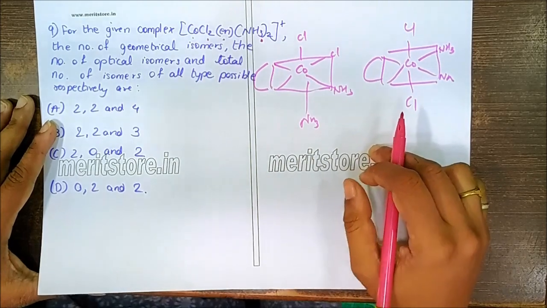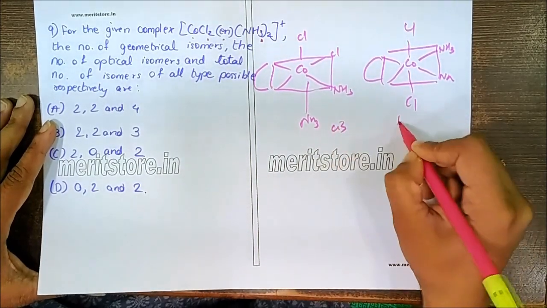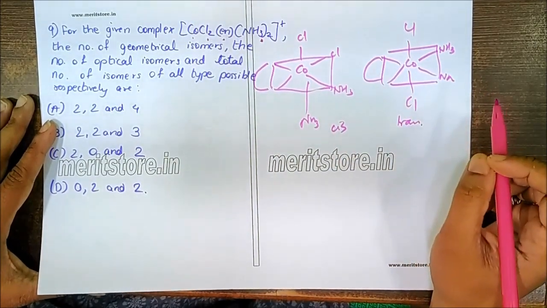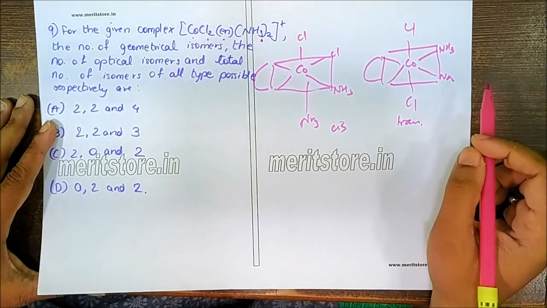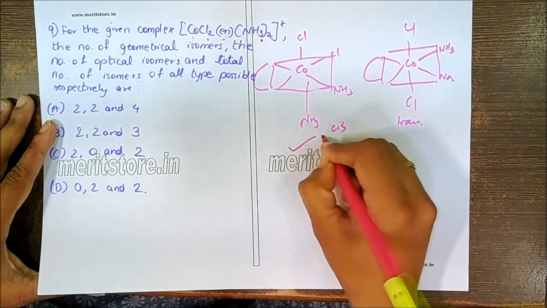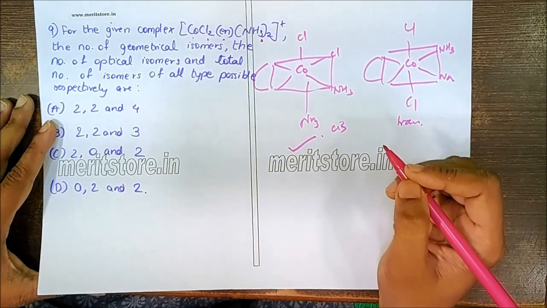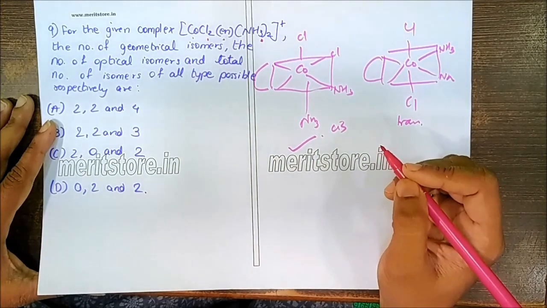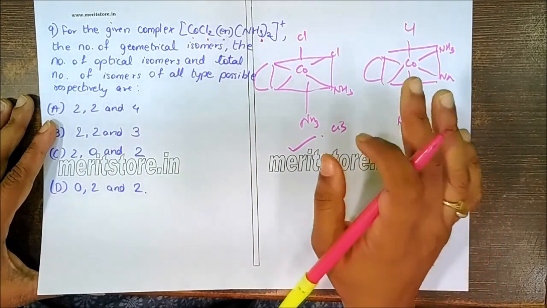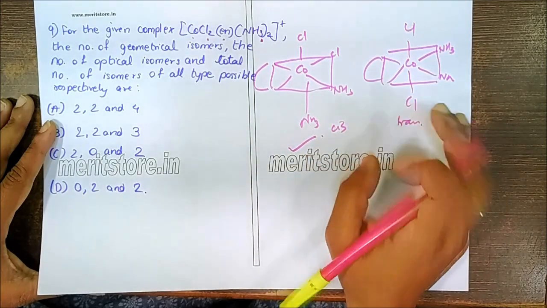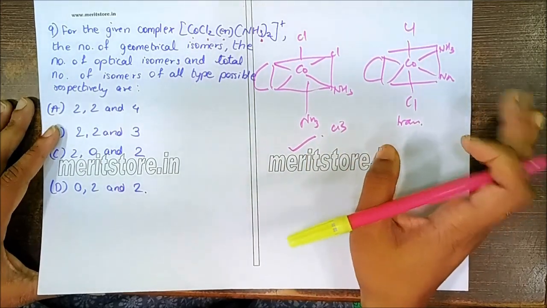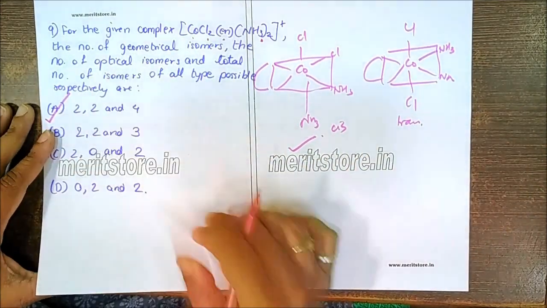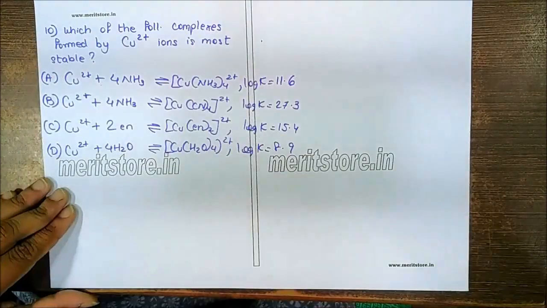Out of this, if I talk about, this is cis and this is trans, the optical isomers will be 2 for this particular isomer, that is cis will show the optical isomers, so 2 optical isomers, and the total number of isomers, that is 2 geometrical and 2 optical, so there will be total 4. Hence for question 9, our option is A.